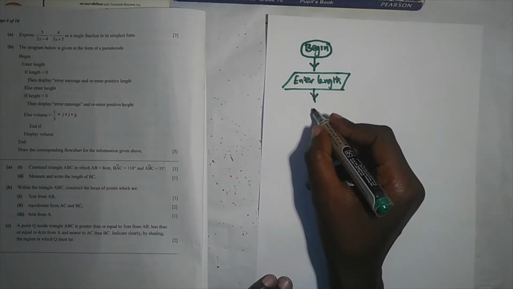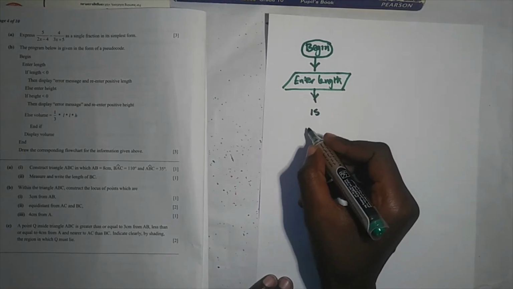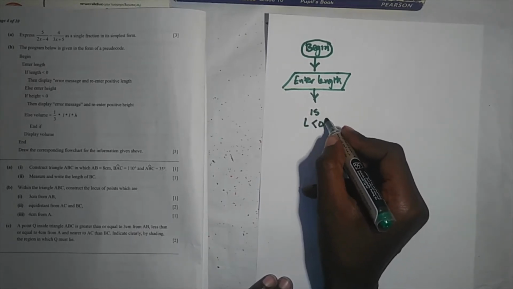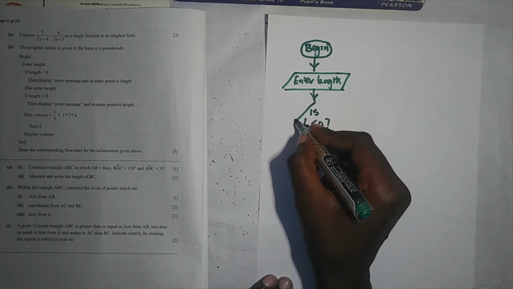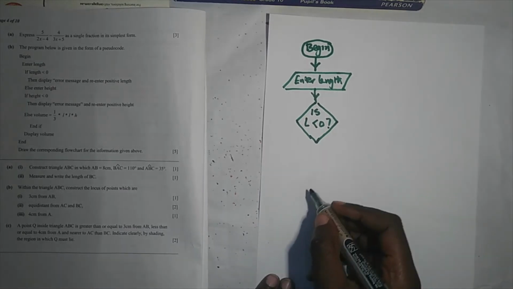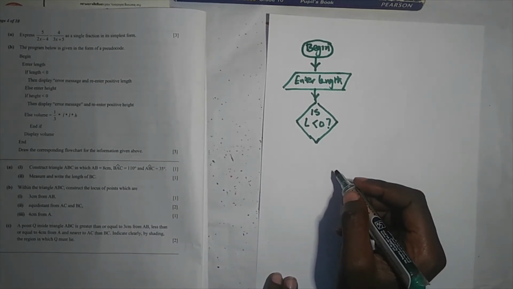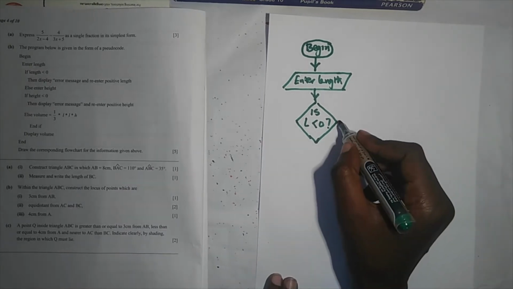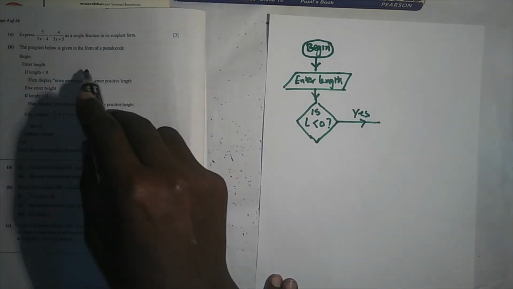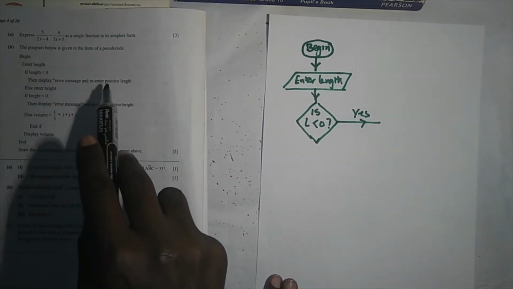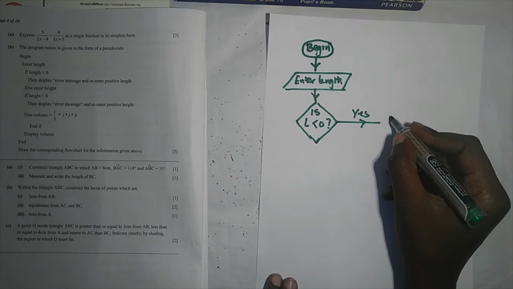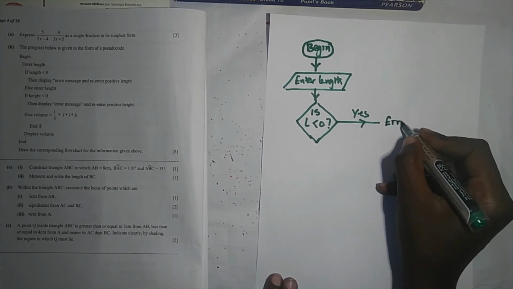We are going to have a question here which says: is the length less than 0? And then you put the decision box here. This question has two answers: it's either yes or no. So yes, we'll go this side. If the length is less than 0, then display error message and re-enter positive length. So here we are going to have an error message, error.